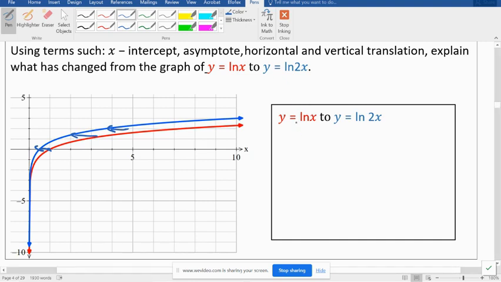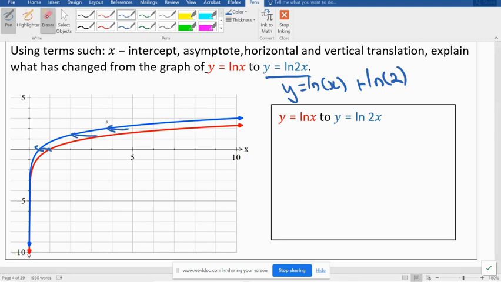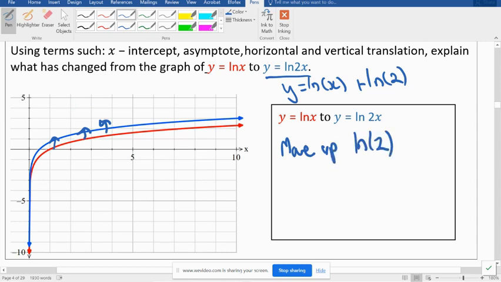Another one is a very smart way, and what we can do is use our log laws. In actual fact, that's the same as ln x plus ln 2. If you remember on the previous page, if you saw something added at the back, one way to talk about it is like a dilation, but I'm going to scrap that one. A quicker way to think about it is, I've just moved everything up. So we could just say move up ln 2.